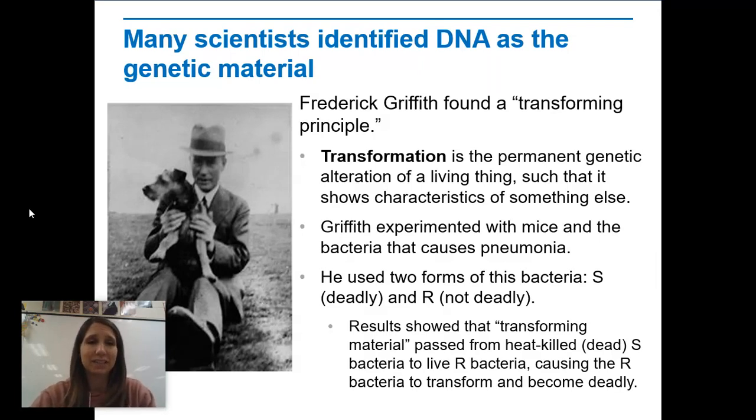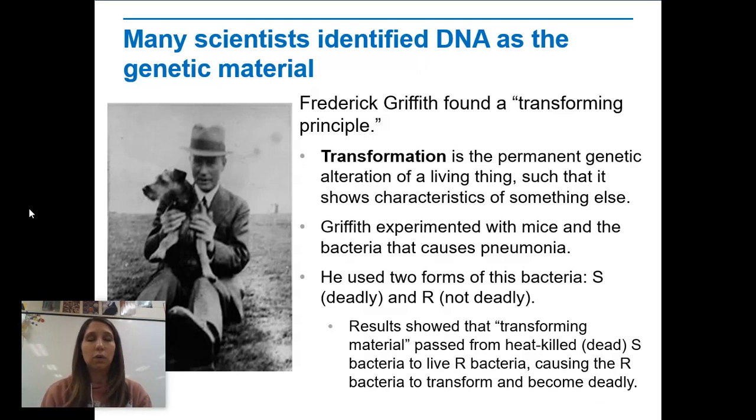So the way that he identifies this, the research that he did in order to find this transforming principle, was done with something called bacterial transformation. So transformation is a vocab term. You can see it's in bold there. You should definitely write that down. This is the permanent genetic alteration of a living thing, such that it shows characteristics of something else. Scientists do this in the lab all the time, and they generally do it with bacteria, which is why I said bacterial transformation. What it essentially involves is taking genes, genetic material from one organism, putting them into bacterial cells, and then the bacteria in response to that will express those traits.